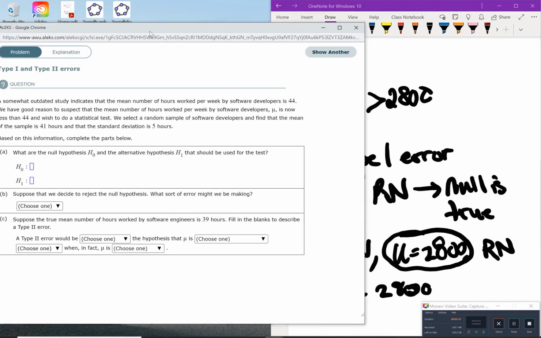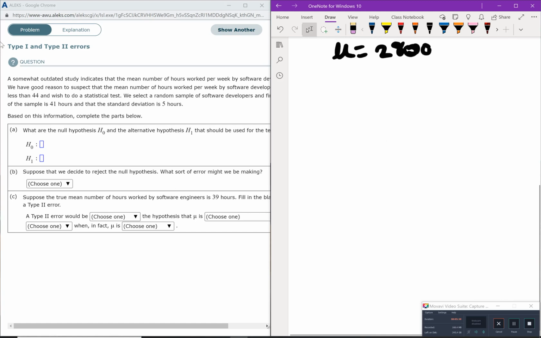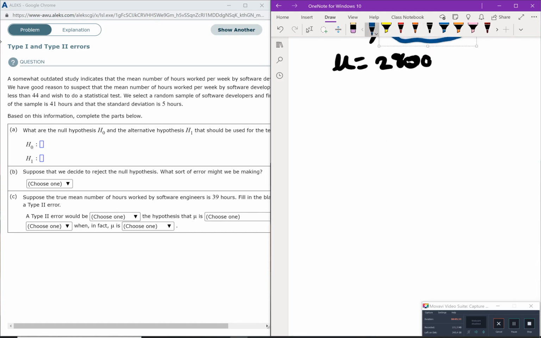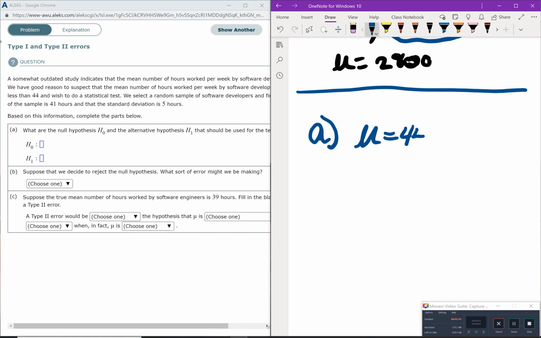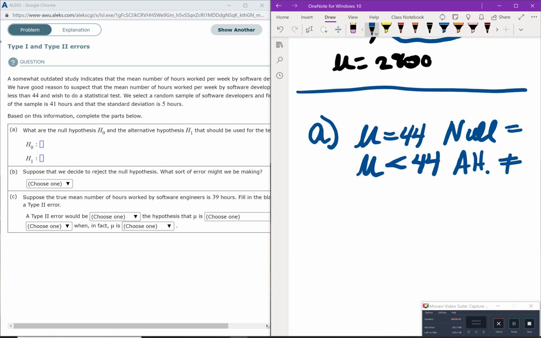Let's again narrow this in. For part A, we would say in this case that mu is equal to 44. And for the alternative hypothesis, we would say mu is less than 44. Remember, the null hypothesis always has equal to built into it. The alternative hypothesis never has equal to in it. So here's your H0, and this is your HA, respectively.